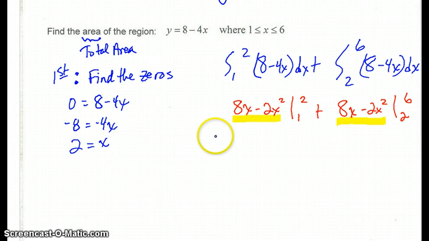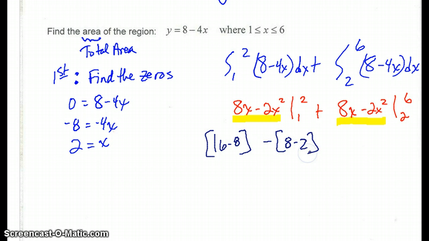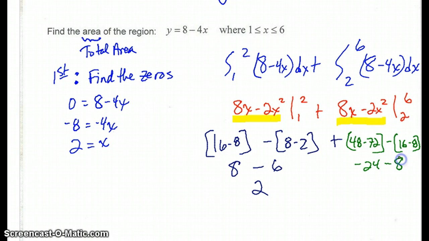So we're going to get 16 minus 8 minus 8 plus, minus the quantity 8 minus 2, so that I get 8 minus 6, which is 2, plus, I'm going to plug in, I'm going to get 48 minus 72 minus 16 minus 8, so that I get negative 24 minus 8, which is negative 32.